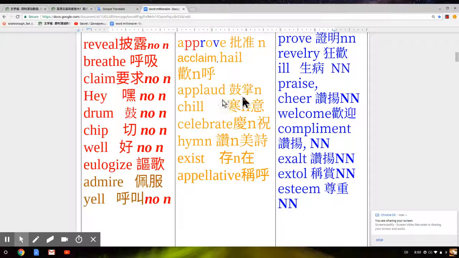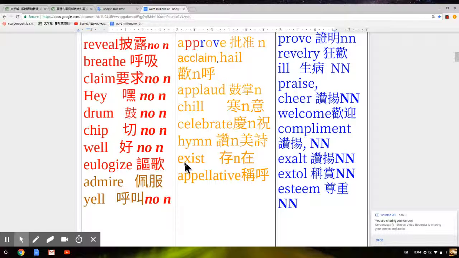Also, see that guzhang is balanced. But drum, gu, no N; guang, like a light. Chill, balanced, han yi. Cheer, unbalanced, zhan yang, N. Welcome, huan ying, N. Well, hao, no N, not han. Celebrate, we hear this a lot. Qing zhu, this is NG, and no N. That's the reason. Zhan shi, N, no N. Exist, cun zai, N, no N.